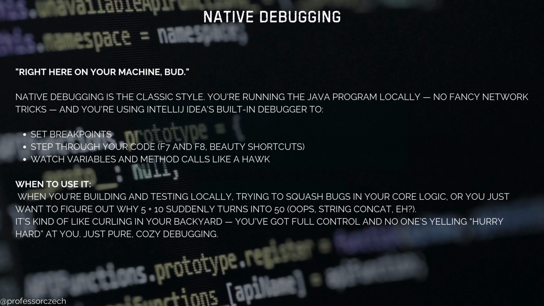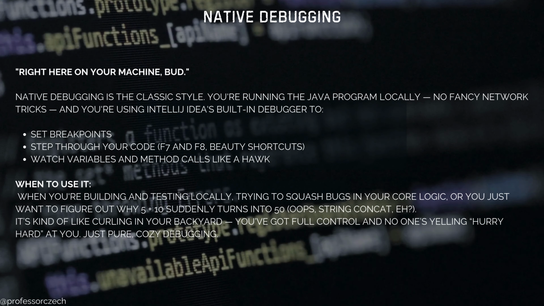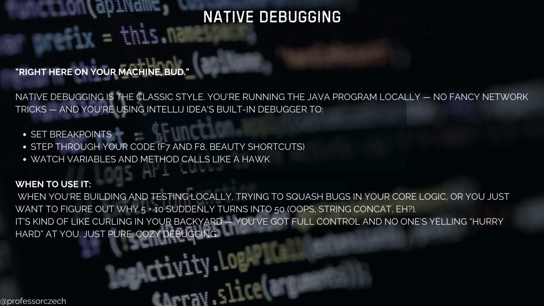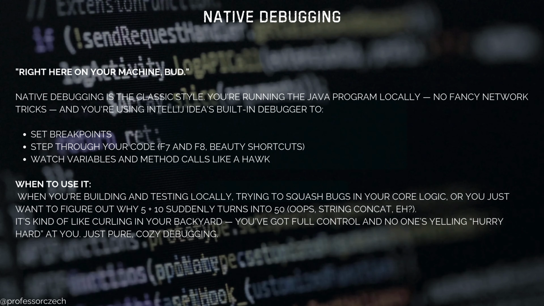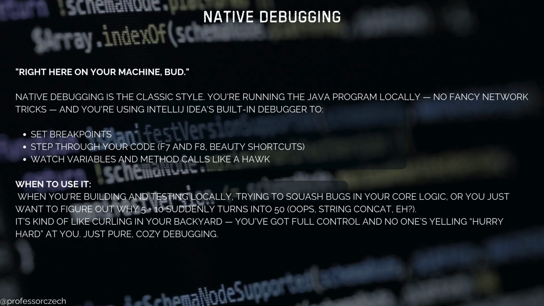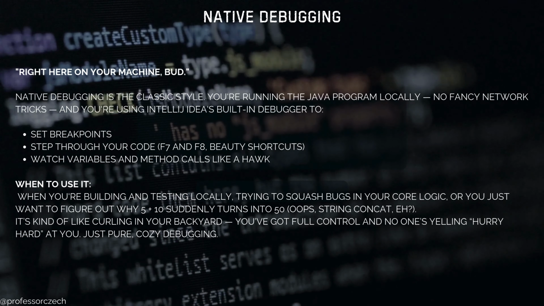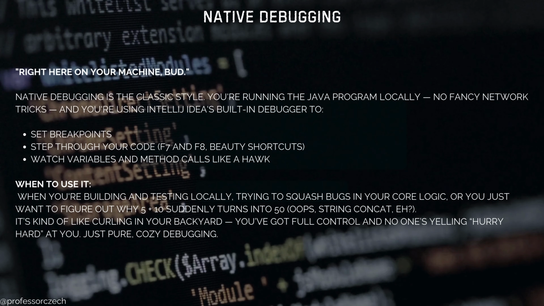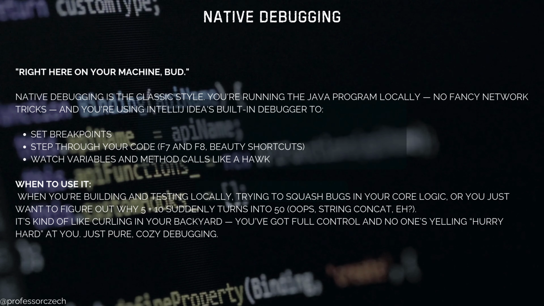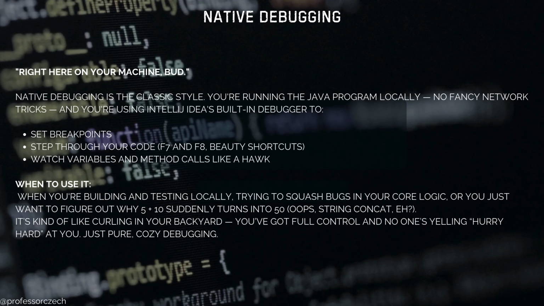For native debugging, kind of like right here on your machine there, bud, native debugging is the classic style: you're running the Java program locally. No framework, nothing extra, no tricks, and you're using, in our case, the IntelliJ IDE built-in debugger to set your breakpoints, step through your code.